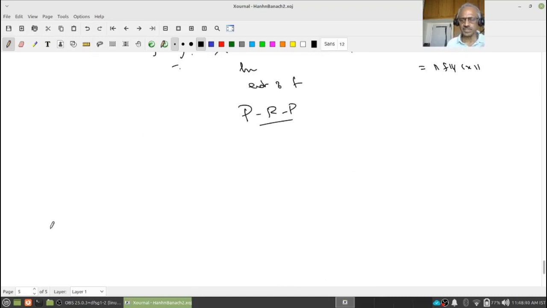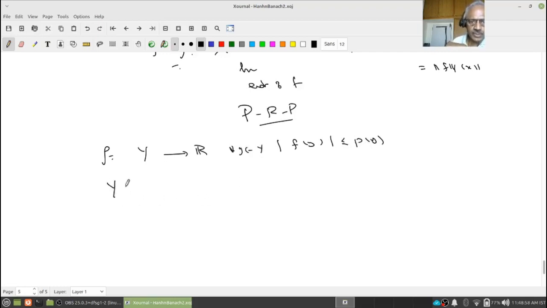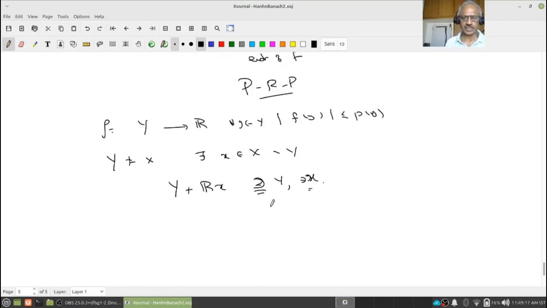So the simplest case is what I am going to look at. I have f from Y to R such that modulus of f of y is less than or equal to p of y for all y in capital Y. Suppose Y is not equal to X, therefore choose an x in X which is not in Y. Now let's look at Y plus Rx. This contains Y, and x is an element of this, and this is a vector subspace.